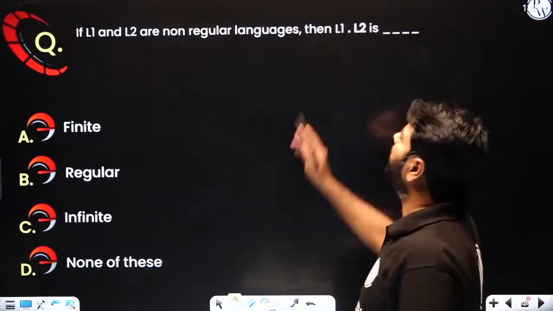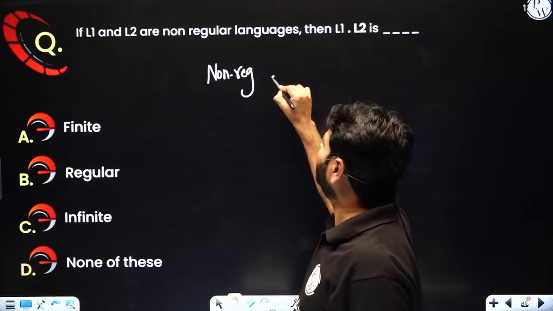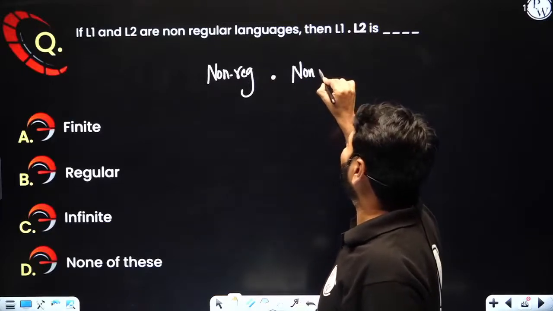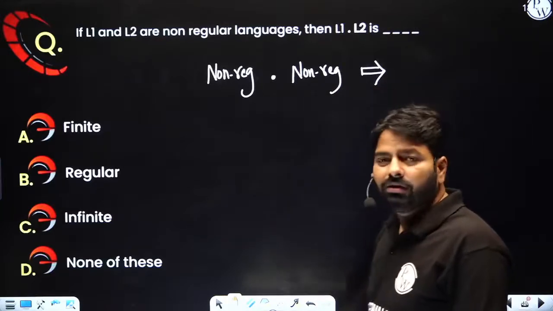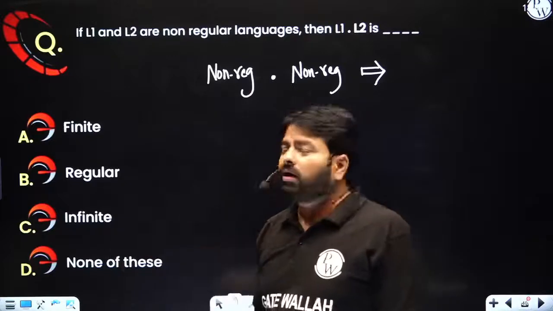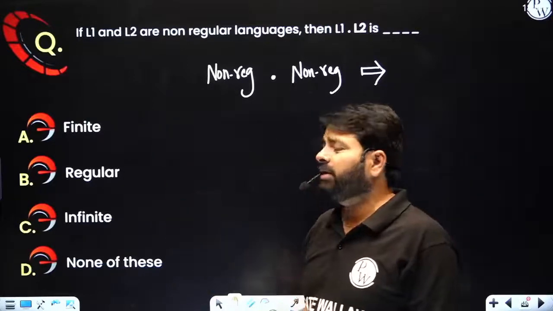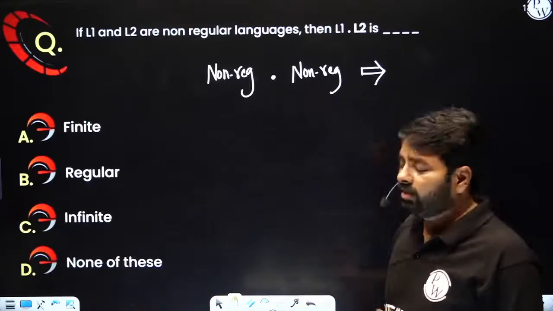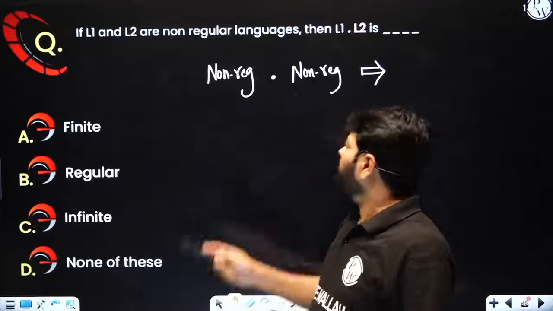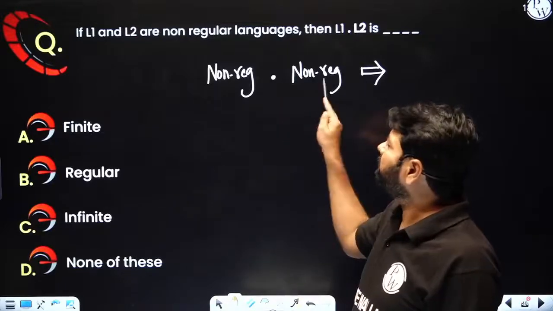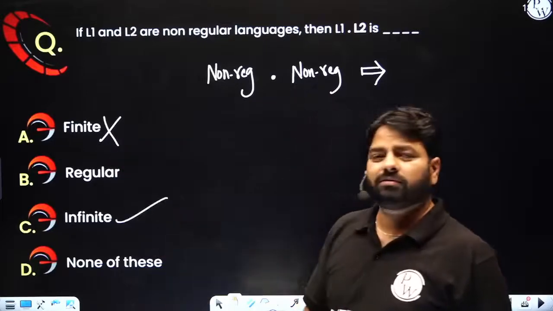If L1 and L2 are non-regular languages, then wow, really interesting, and not an easy question for me at all. Non-regular dot non-regular. This looks very difficult. There are infinite non-regular languages in the world. Now you need to think about under which cases you will get finite, infinite, regular, or non-regular. Otherwise, okay. Non-regular is already infinite. Another non-regular is already infinite. Infinite dot infinite is always infinite. So finite is impossible. We can guarantee infinite, no doubt.